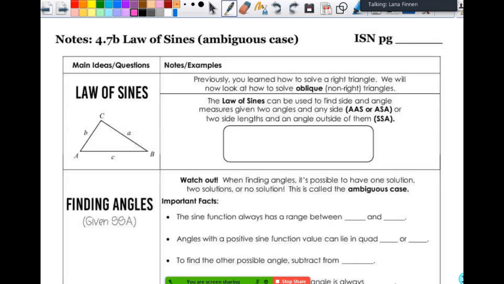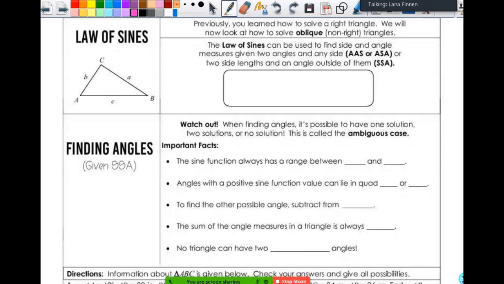Okay, so yesterday we looked at the law of sines and we were able to find missing sides using the law of sines for our oblique triangles when they were angle side angle or angle angle side. And today we're going to look at using the law of sines if we have this setup right here, which is the ambiguous case.